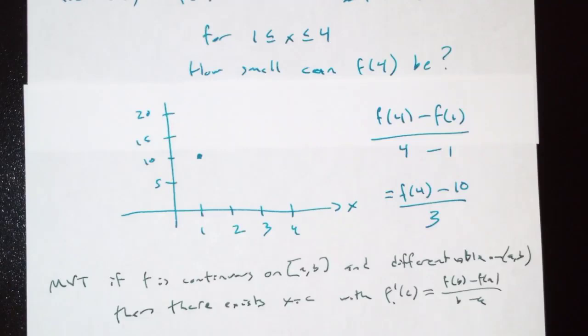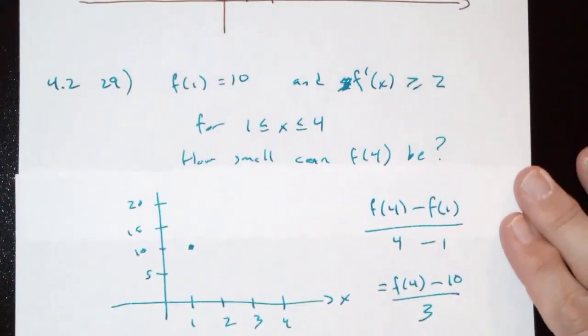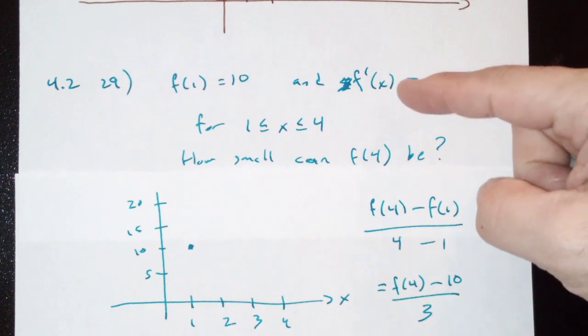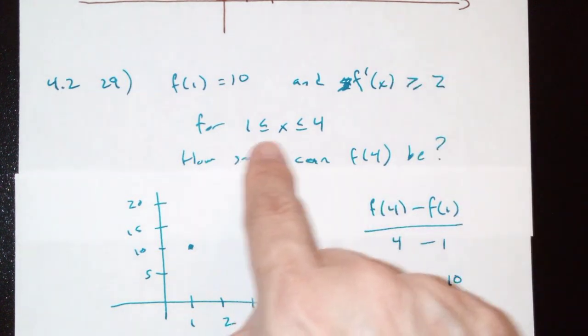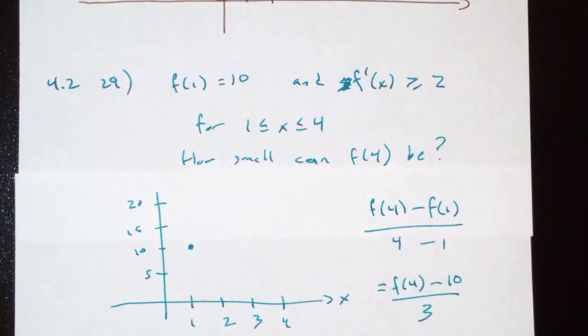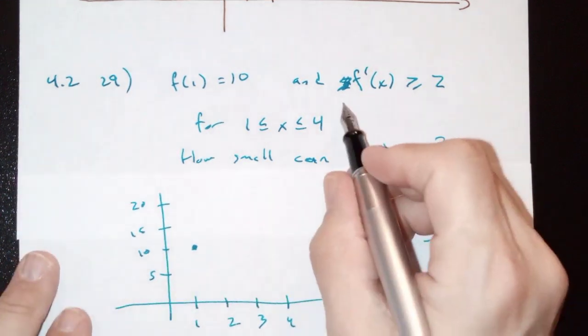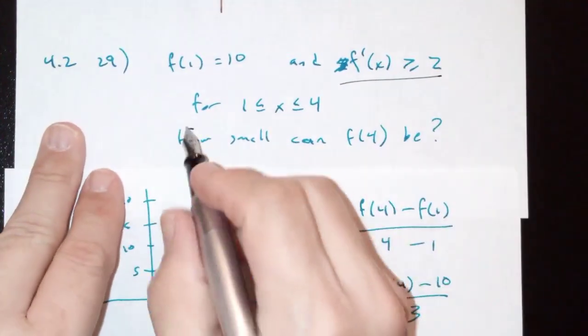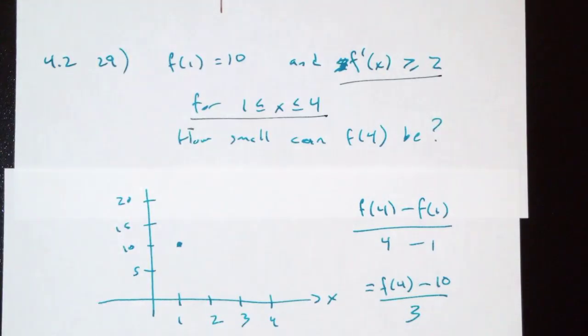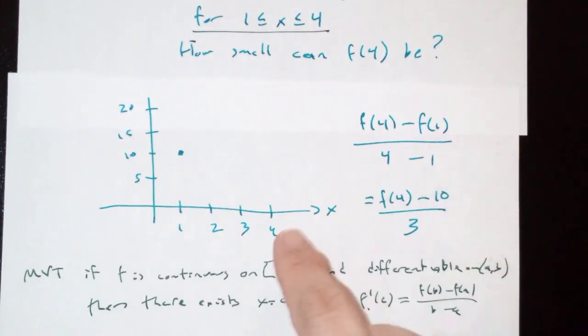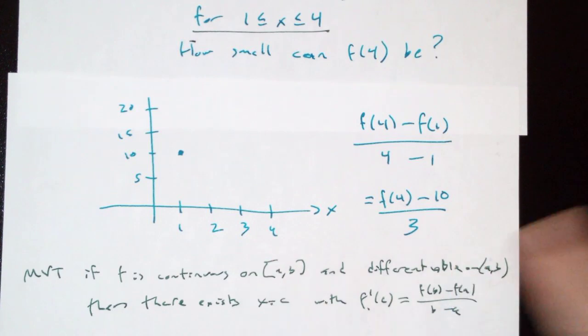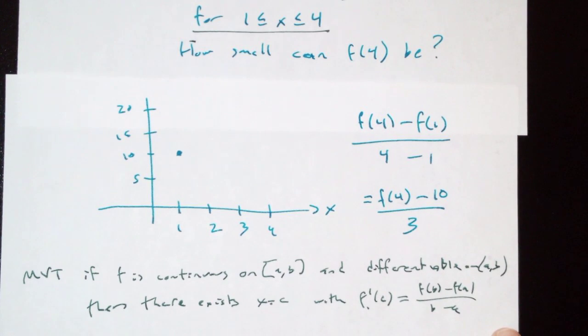Now, let's go back up to the statement of the problem. I'm told f prime is bigger than or equal to 2 from 1 to 4. That's a closed interval, right? And if a function has a derivative, then it's differentiable. And if a function is differentiable, it's continuous. This statement right here is enough for me to go down to the mean value theorem and say, check, check. The if works. That means the conclusion must be true.